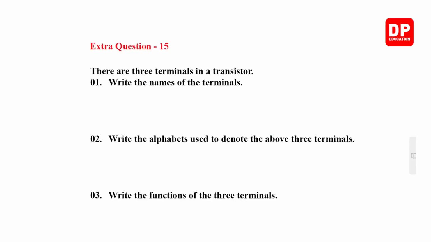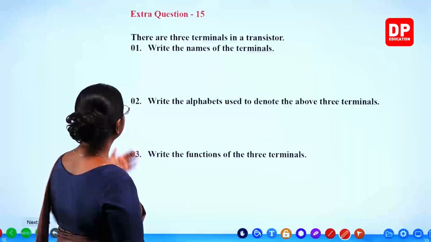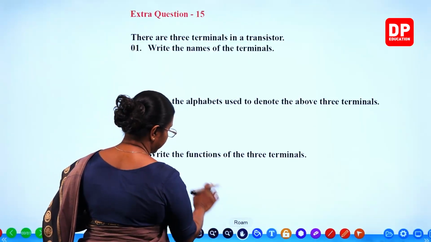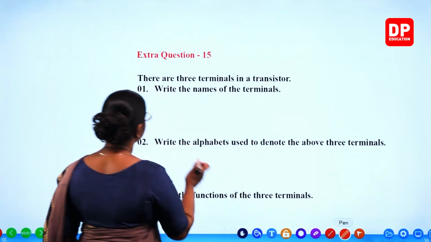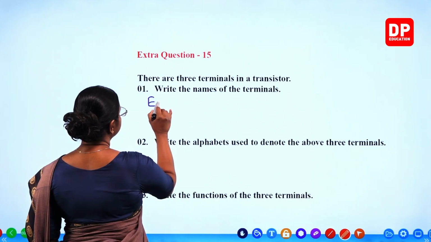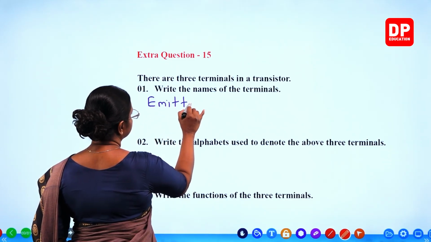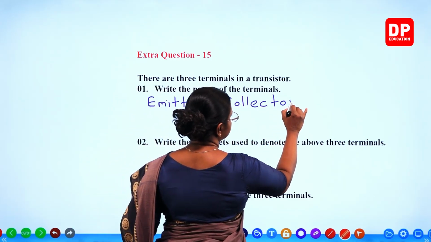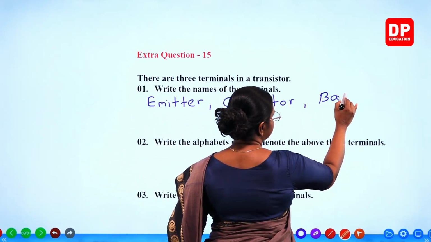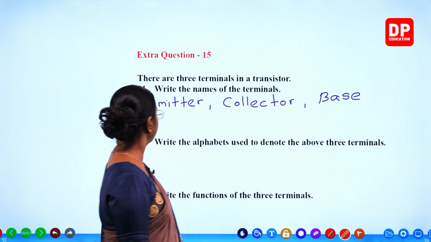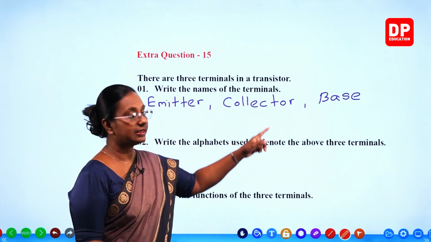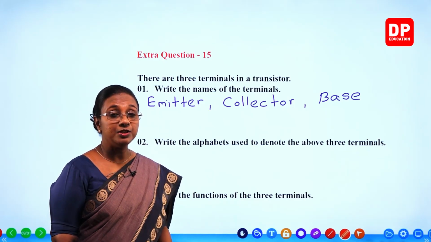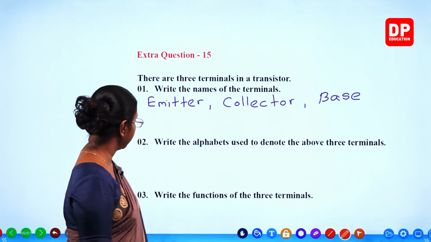Extra question 50. There are 3 terminals in a transistor. So we have already discussed that. Write the names of the terminals. So what are the names? Emitter, collector and base. You all know the symbols also. E for emitter, C for collector and B for base. And we usually use the capital letters there.